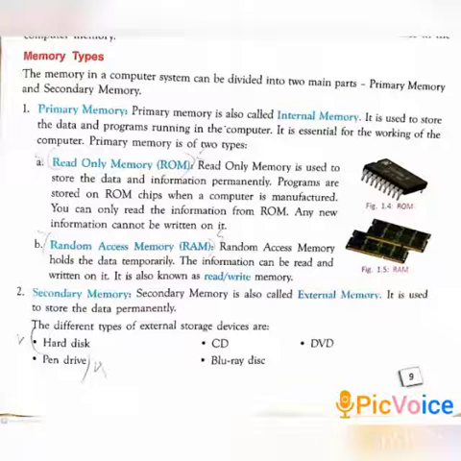Memory has two types, primary memory and secondary memory. Now see secondary memory. Secondary memory is also called external memory. Primary memory is also called internal memory. Secondary memory is used to store the data permanently. The different types of external storage devices are hard disk, pen drive, CD, Blu-ray disc and DVD. Okay students, do you understand?